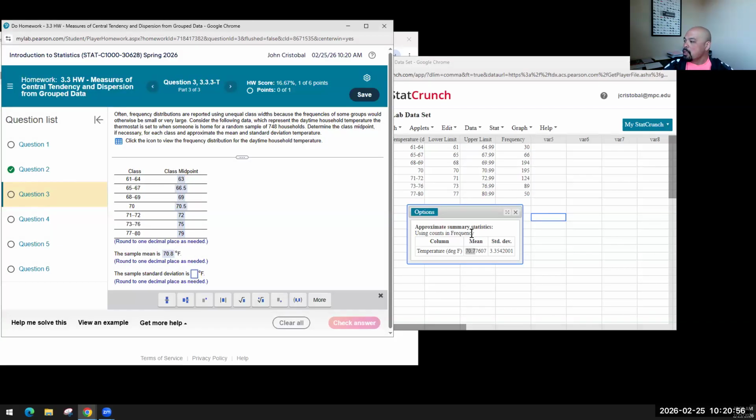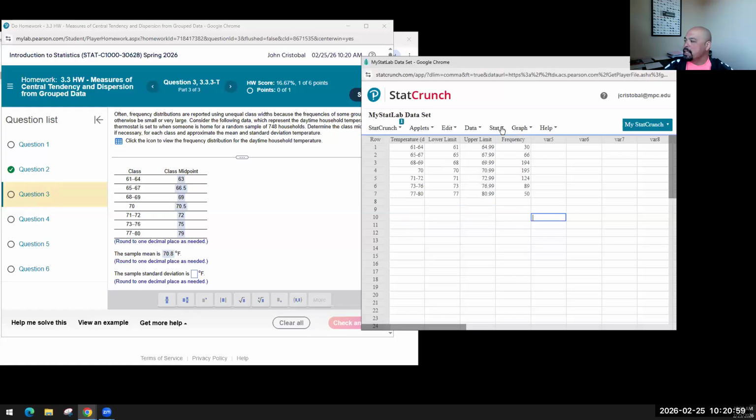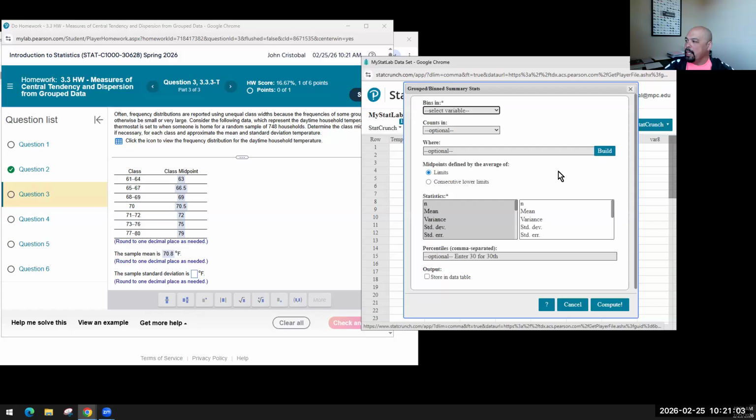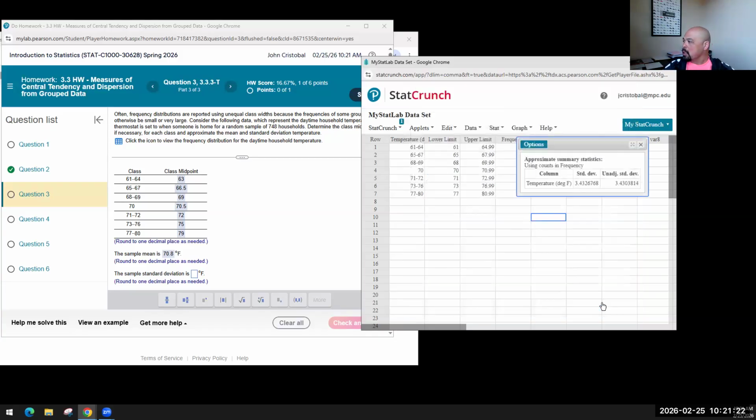Standard deviation. So let's just take a second. What if we did instead? Let's see if it makes any difference. I'm going to do the group bin data. Our bins were the temperatures. Our counts were the frequencies, right? Let's see if I forget to change it to consecutive lower limits. Let's look at the sample standard deviation. At the same time, I'm going to look at the unadjusted population. Let's see if they're any different, right?